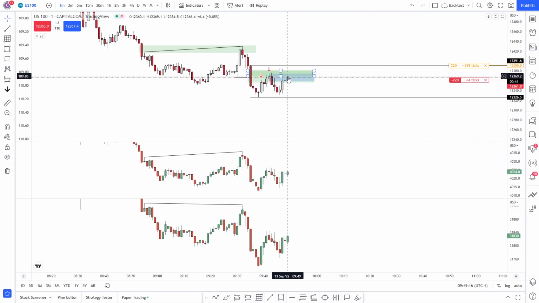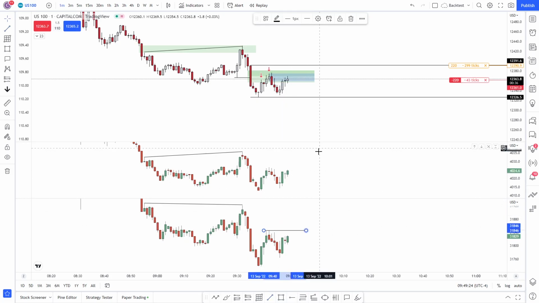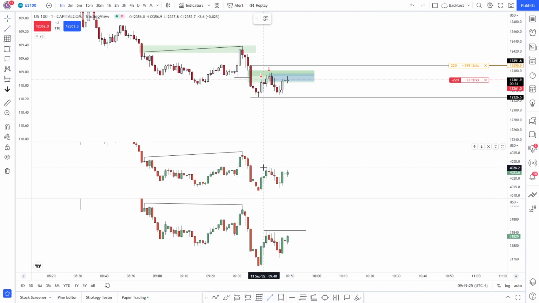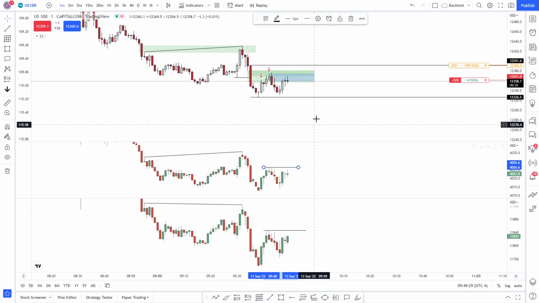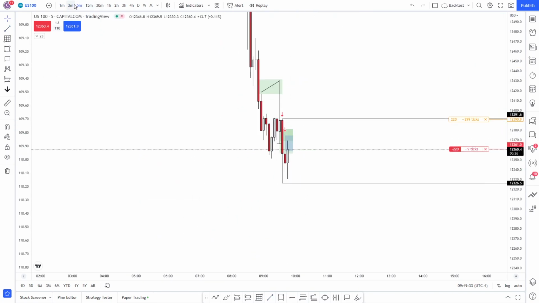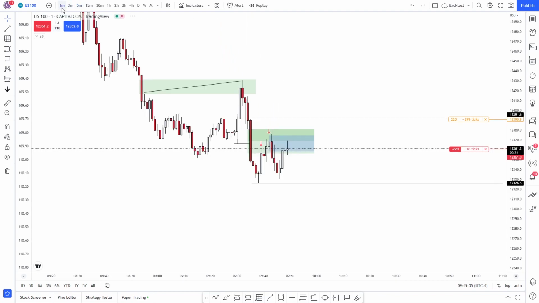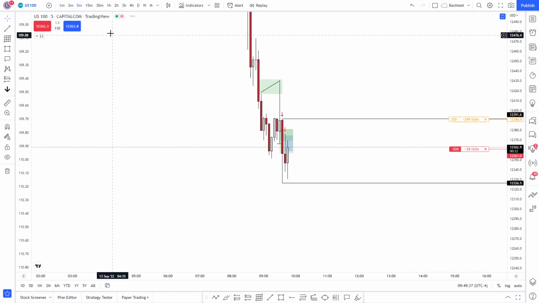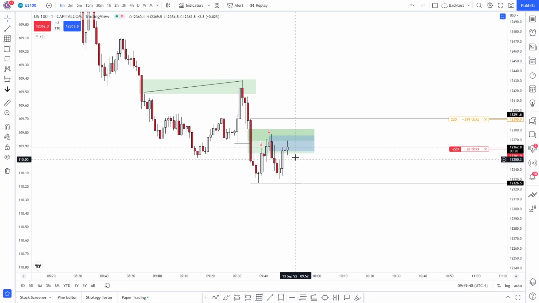Now, if we don't go down within the next 2 minutes, we could just be forming an SMT with one of the pairs, which is possible, but I don't think we are. I think we're just playing about here. We have 20 seconds left on this candle. I want to see this 1 minute candle close bearish.